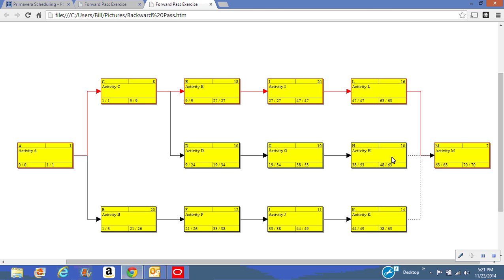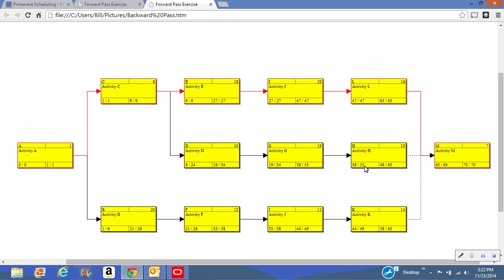So that means activity H can finish on day 63. So I plug in 63 right here. When we subtract 48 from 63, that's 15 days. We have 15 days afloat. I take 63, I subtract the 10-day duration. That gives me the starting point, essentially the late start date.